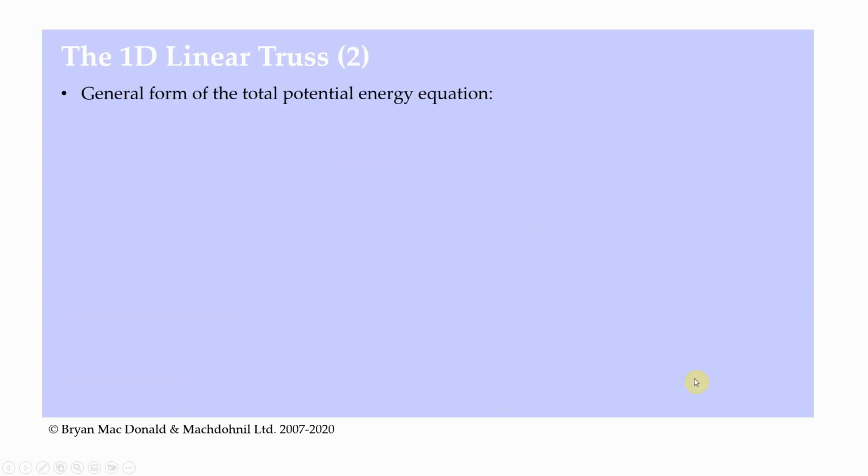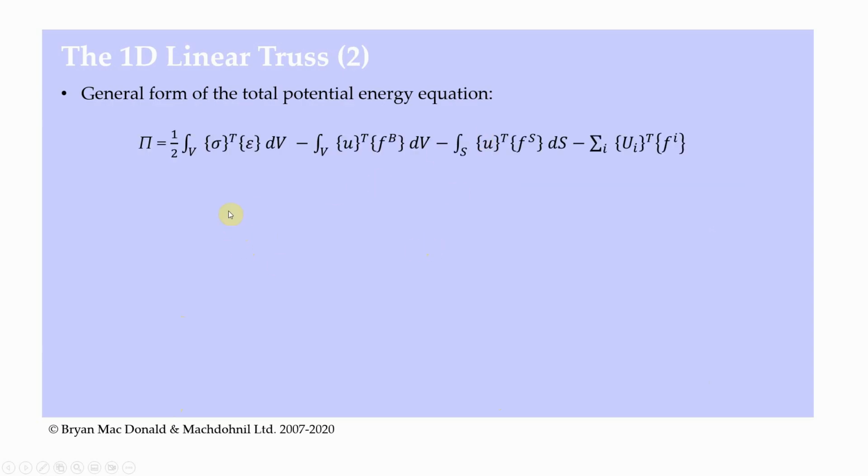So let's look then at the general form of the total potential energy equation. This is from the last video. We talked about the potential energy equation, and we said that the total potential energy in a static system is given by the strain energy term, which is this bit here, which is a half the integration over the volume of stress times strain, and then the work done, the external work.